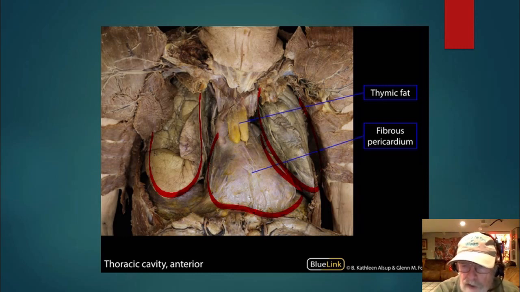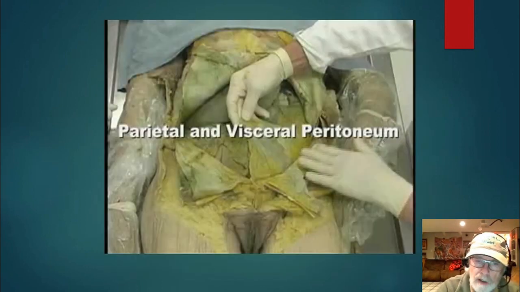The outer sac is going to be called the parietal pericardium, and the part of that sac on the inside that covers and sticks to the surface of the heart would be called the visceral pericardium, okay? So that would be where the heart would be, that's the heart right there. And this is just looking at the peritoneum.